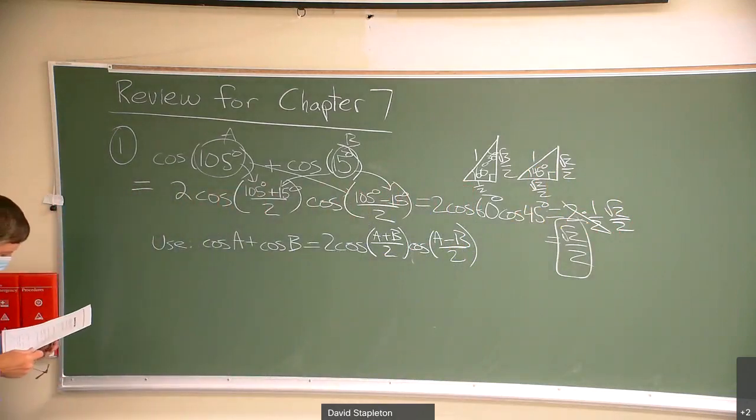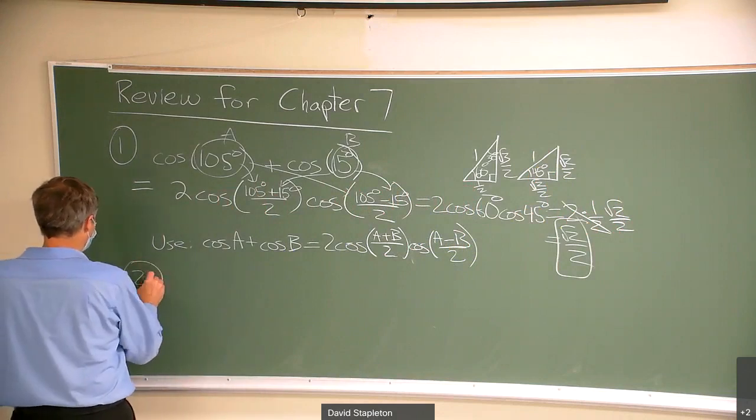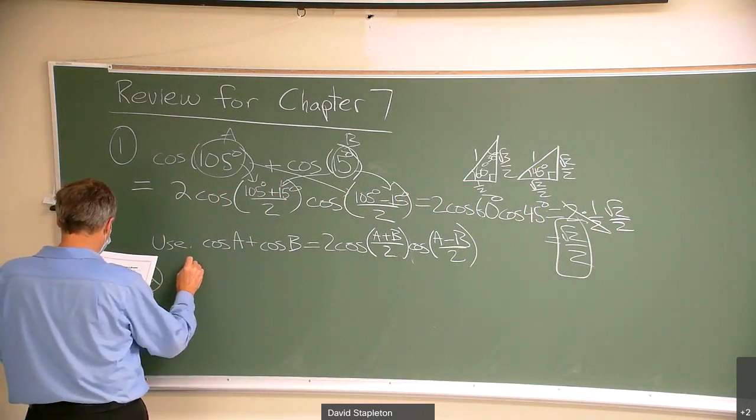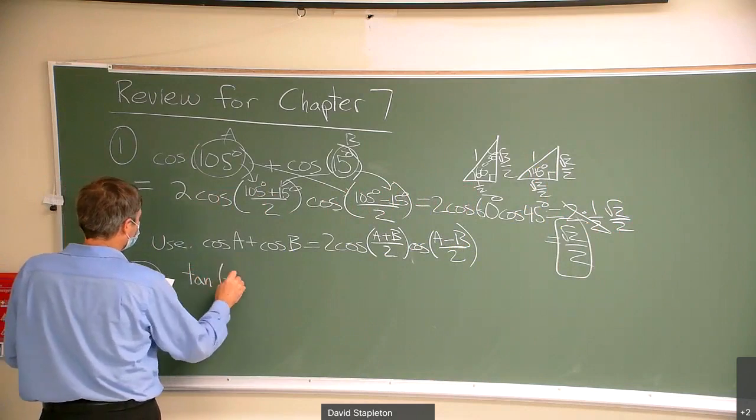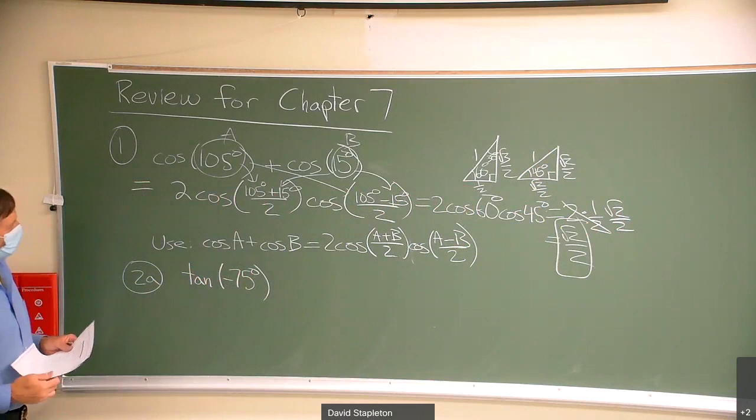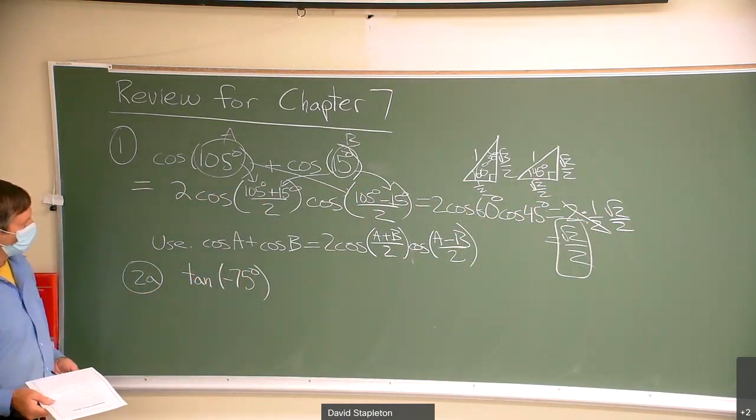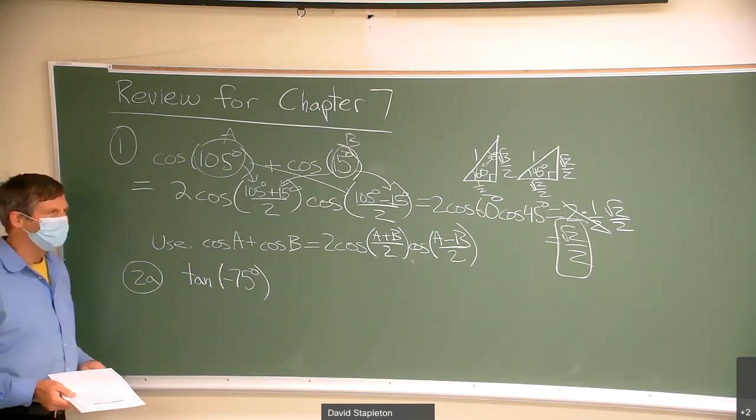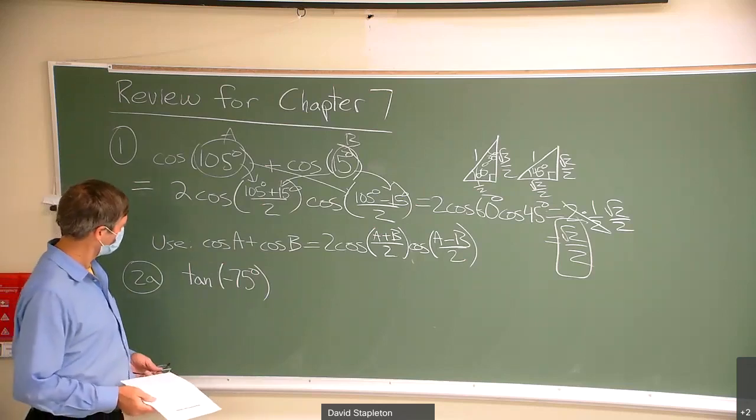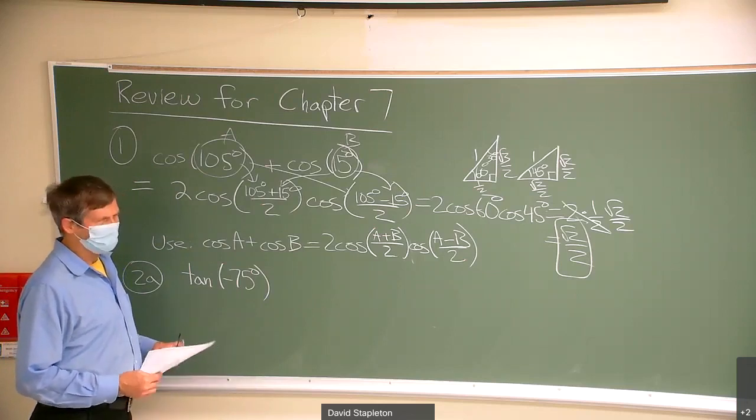Then we said find the exact value of tangent minus 75 degrees. Right? There's at least 2 different ways to do this. What are the 2 ways that you think of, maybe, or maybe you can think of more? Well, the identity. Yeah, and all identities. Well, which ones?